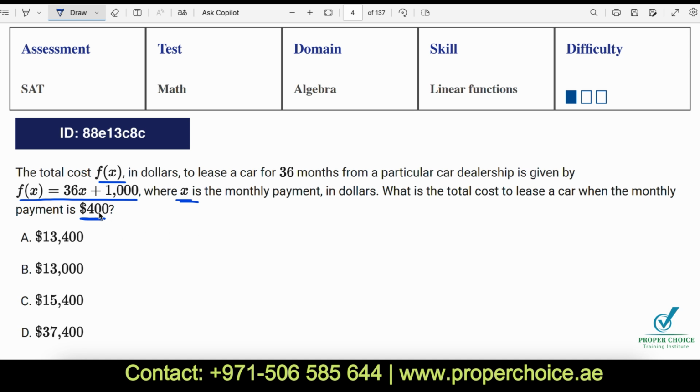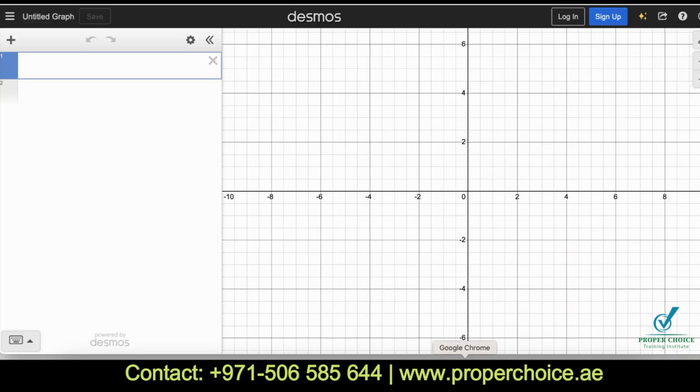We are asked to substitute x, as they're saying x is the monthly payment, and when the monthly payment is $400, what is the total cost? We simply replace x with 400. So in this case, what should you do? 36 times 400 plus 1000. If you put it in the calculator carefully, you'll get that answer.